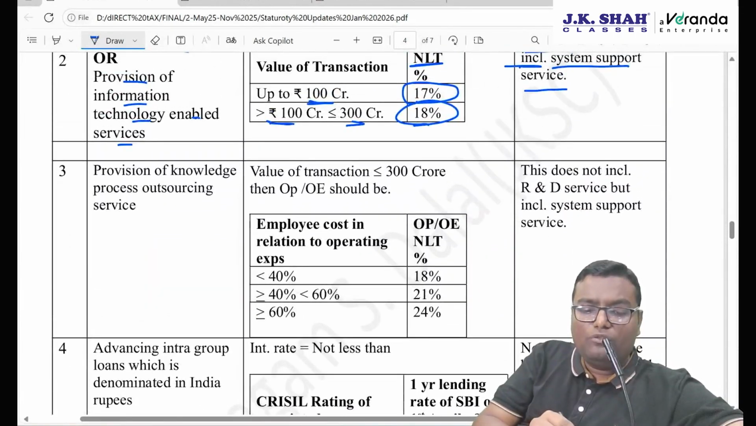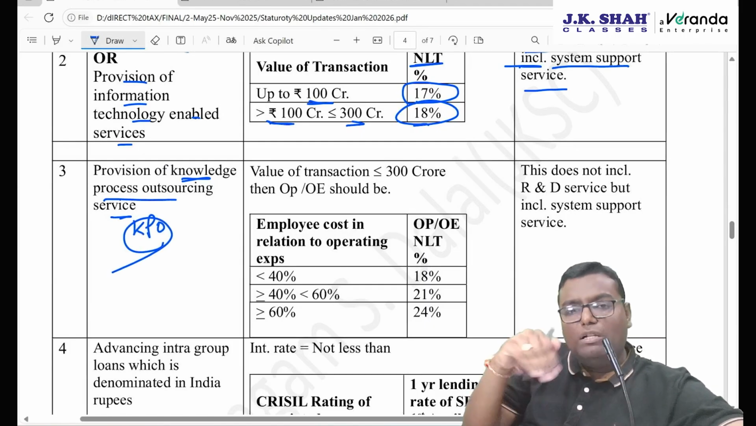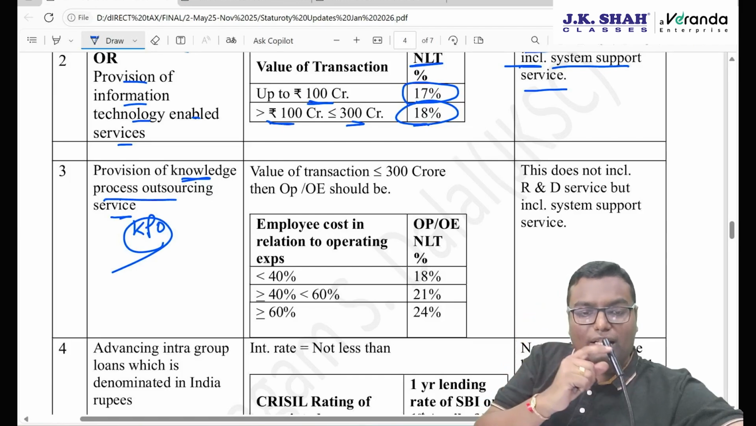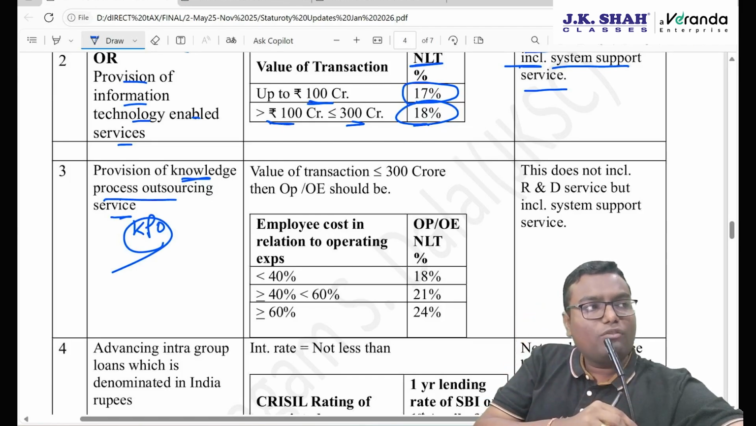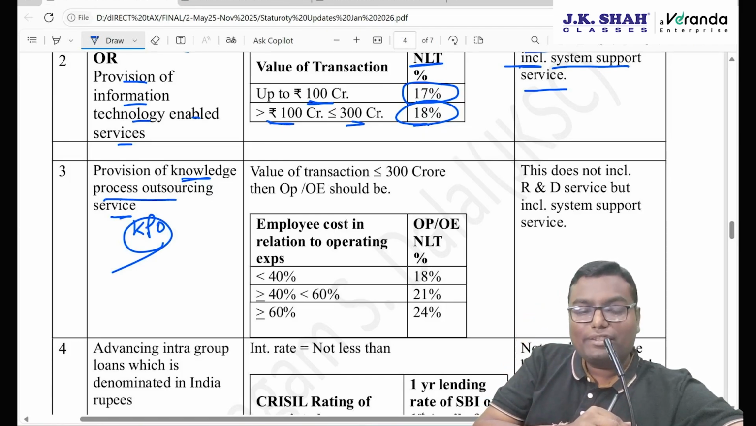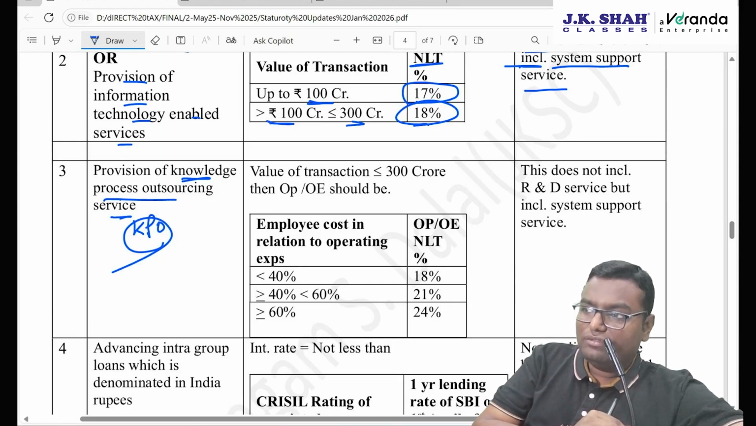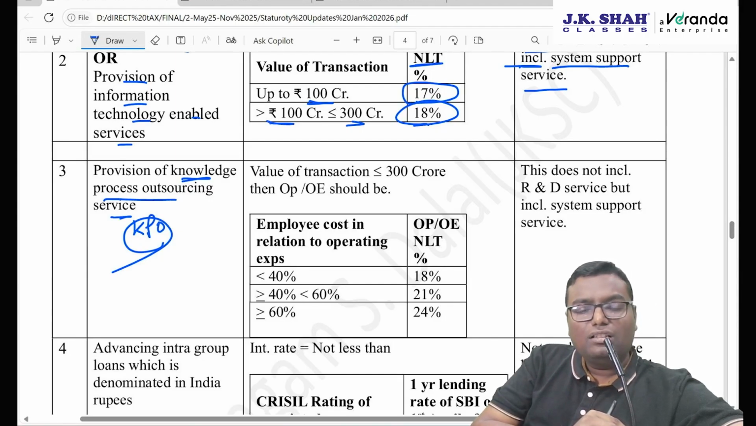Then the third one is provision of KPO, knowledge process outsourcing service. So you are a KPO and you are providing services to your associated enterprises. In the business of KPO, one of the main expenses is employee cost. So they take the contract, they hire the employee, do the work, and charge the fees for that.